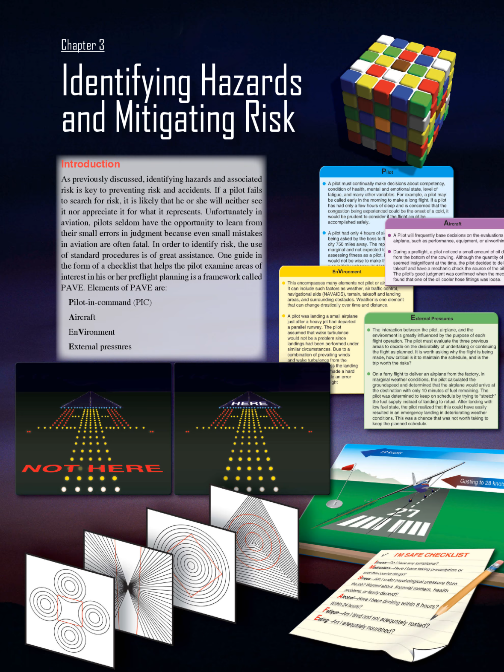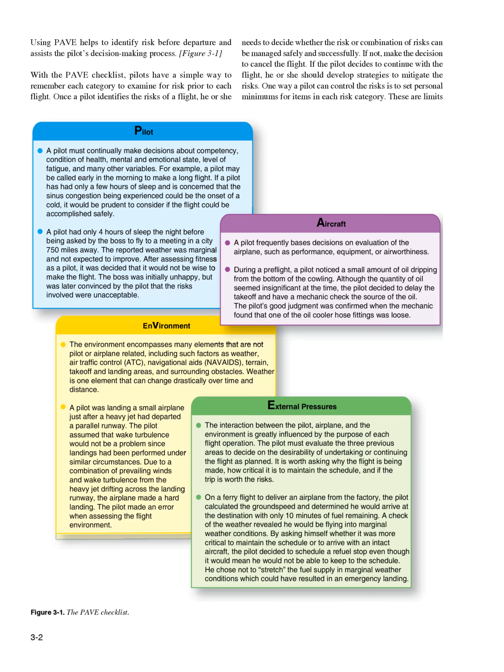Elements of PAVE are: pilot in command (PIC), aircraft, environment, external pressures. Using PAVE helps to identify risk before departure and assists the pilot's decision-making process. Figure 3.1. With the PAVE checklist, pilots have a simple way to remember each category to examine for risk prior to each flight. Once a pilot identifies the risks of a flight, he or she needs to decide whether the risk or combination of risks can be managed safely and successfully.